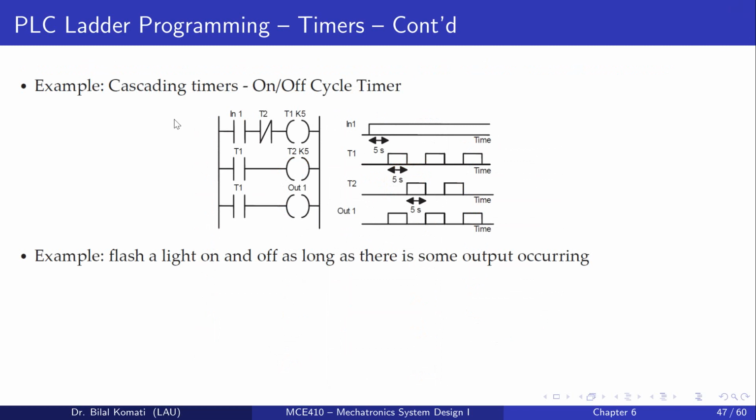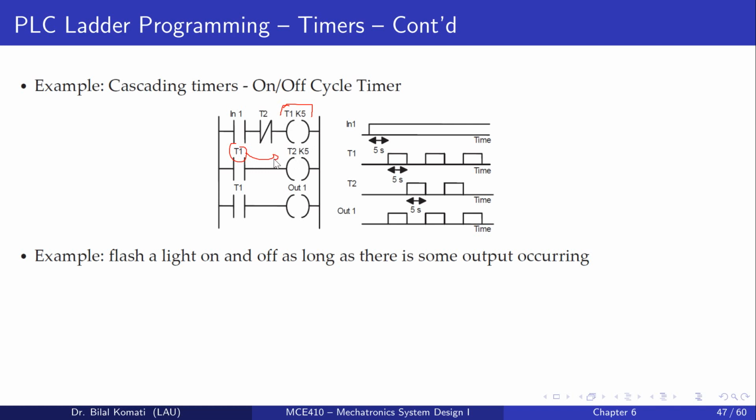Another example is to cascade timers and have an on-off cycle timer. Here, for example, we have input 1, a timer 2 that is normally closed, and then we have timer 1. If it's set to 5 seconds preset time, then after I click on input 1, after 5 seconds T1 will be activated.